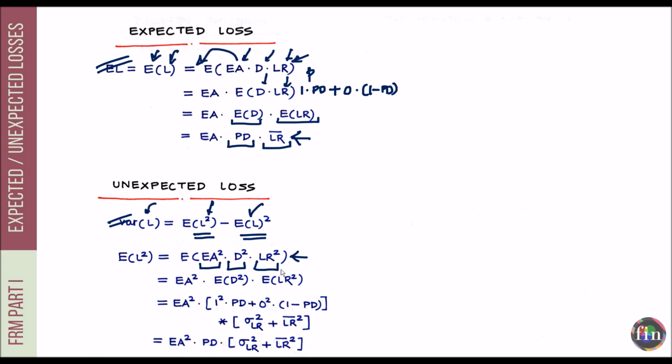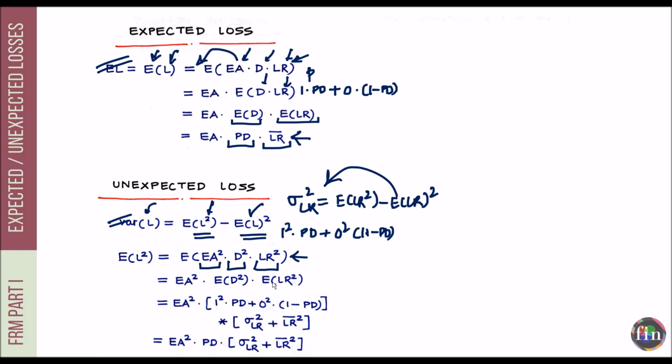So what is the expected value of D squared? It will simply be 1 squared times PD plus 0 squared times 1 minus PD. So that means it's PD. That's the expected value of D squared. What is the expected value of LR squared? We can get this from the definition of the variance of LR. The variance of LR I know is simply the expected value of LR squared minus the expected value of LR, whole squared. So I can write down my expected value of LR squared to be the variance of LR plus the mean of LR squared.